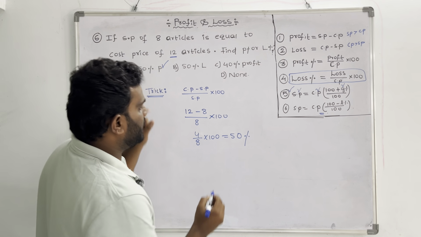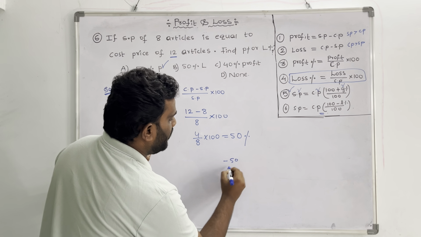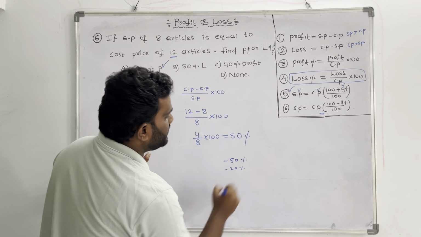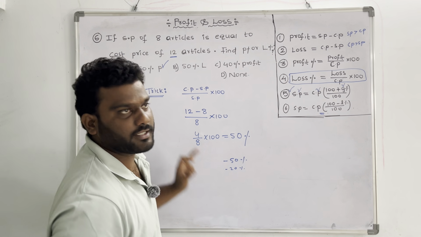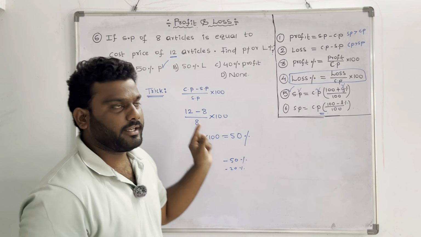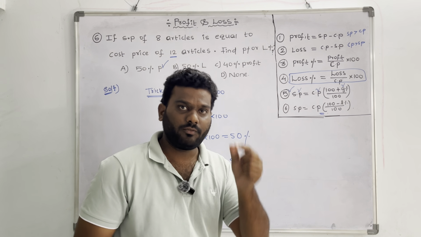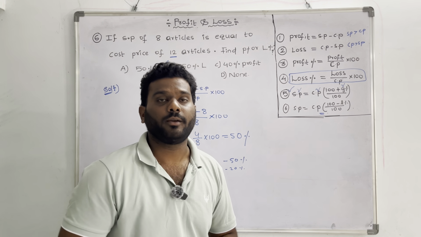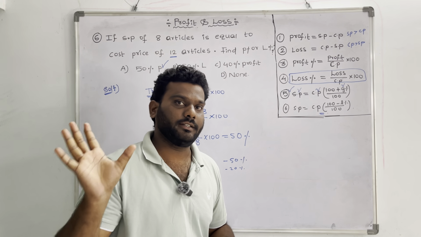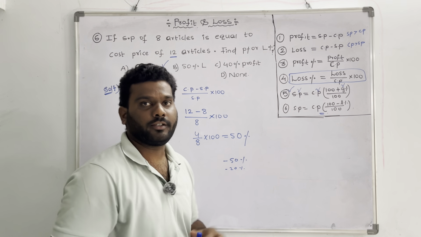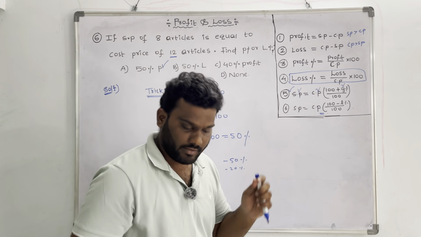50% profit. Whenever you get minus 50 or minus 20 percentage, then the answer is loss. This is the smart trick to solve this type of questions. Now we will discuss the method of how to solve this, because method is evergreen. If you forgot this trick, you have to follow the method. Okay, I will tell you the method.